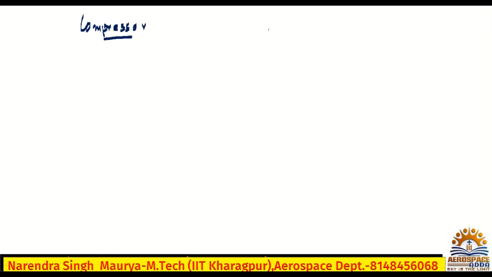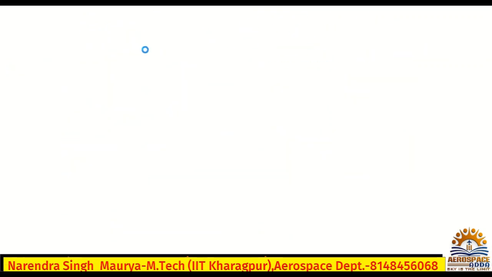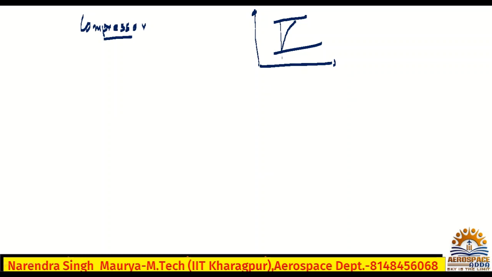Check compressor. We'll draw the separator plot for the compressor, because the compressor efficiency is given to us. Where is the compressor? Compressor is between 1 and 2. So it is nothing but state 1. This is state 2, and this is state 2 dash. This is the compressor, okay? So what is the compressor efficiency?